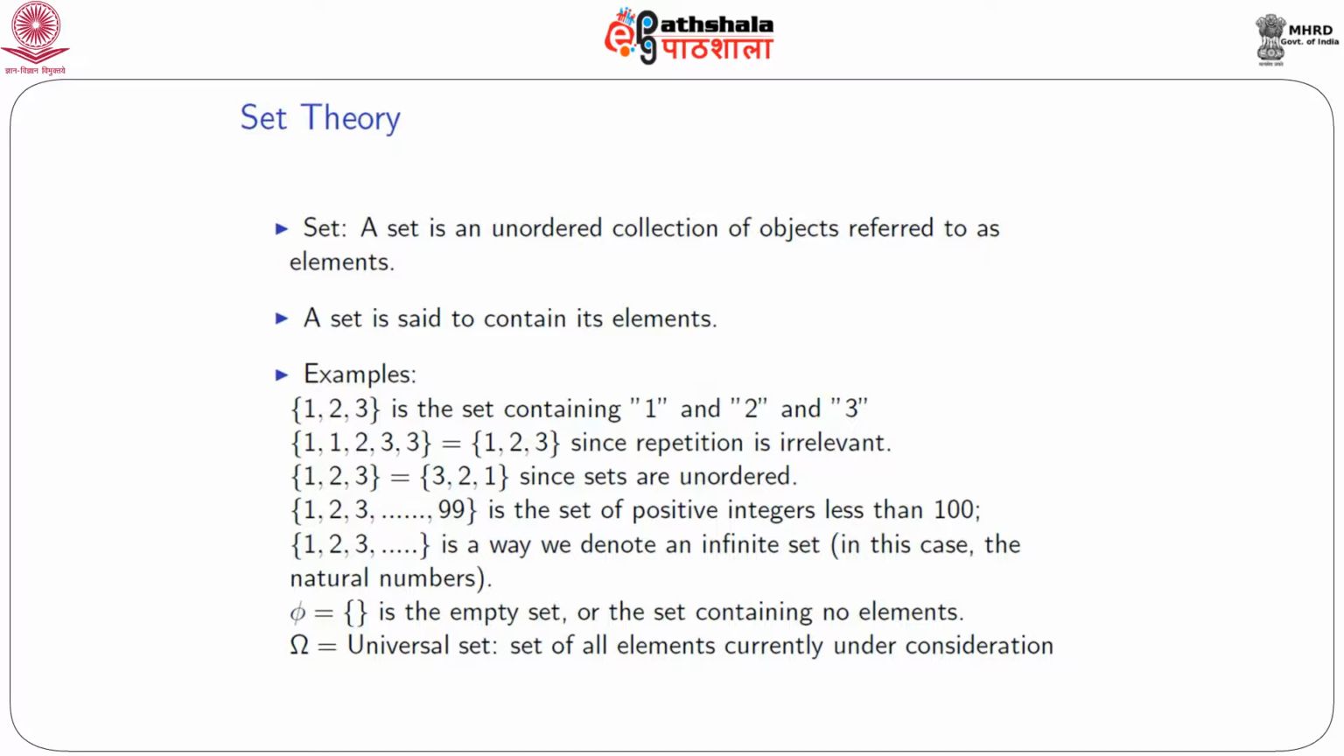It is not necessary that a set must always have an element. If we have a set which does not have any element, we call this a null set or empty set, and this is usually denoted by phi. If phi is the null set, then we will have another set called the universal set, that is omega. This is the set of all elements currently under consideration. So, omega is called the universal set.